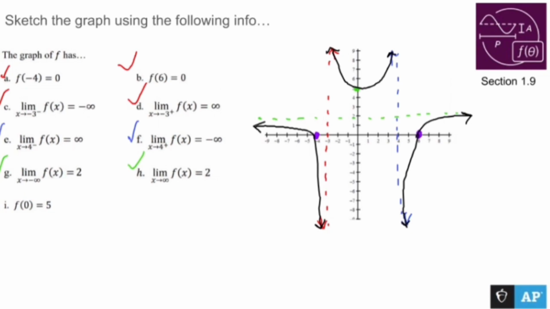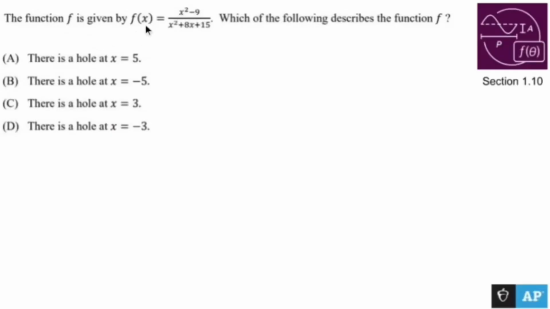Hope this helps. Function f is given by f of x equals (x squared minus 9) over (x squared plus 8x plus 15). Which of the following describes the function f? They care about holes. Holes exist when you have a parentheses and you have the exact same amount of parentheses up here that you have down there, when these two guys are exactly the same.